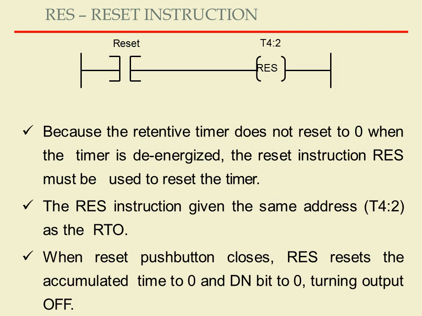When the reset push button closes, RES resets the accumulated time to 0 and the DN bit to 0, turning the output off. In this way, if you want to reset the RTO timer, that is, go to the 0 count, you have to use the reset instruction. So when you push this reset button, the reset instruction will run and it will reset the timer to 0.